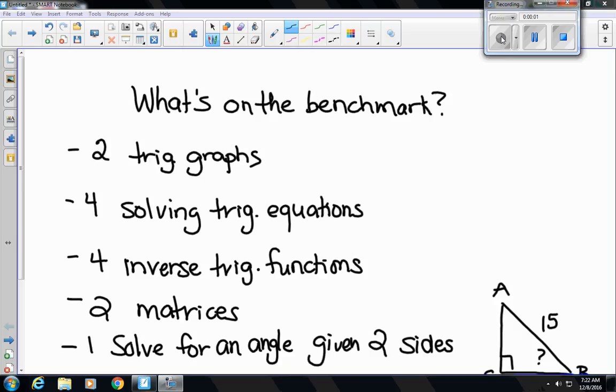So, benchmark tomorrow. This is just for people who did not make an A on both tests. If you made an A on the first trig test and an A on the test that we took the other day, then you don't have to take the benchmark. It's optional, but here are the topics.